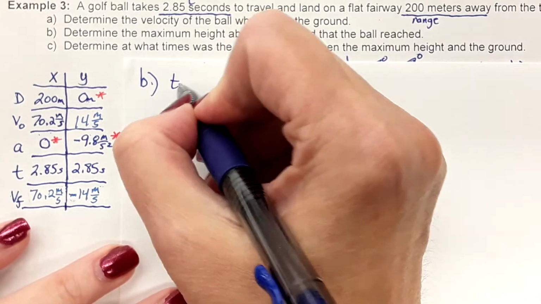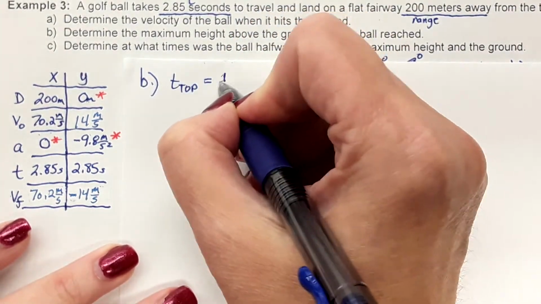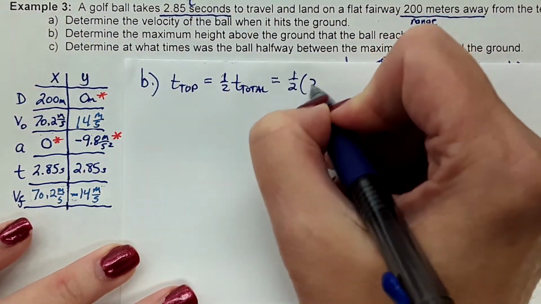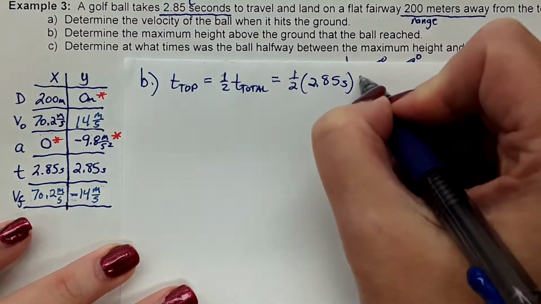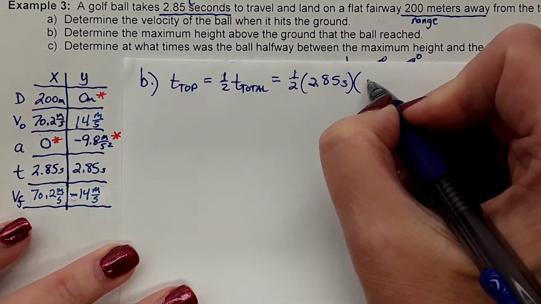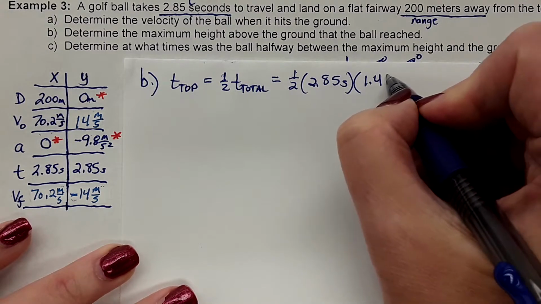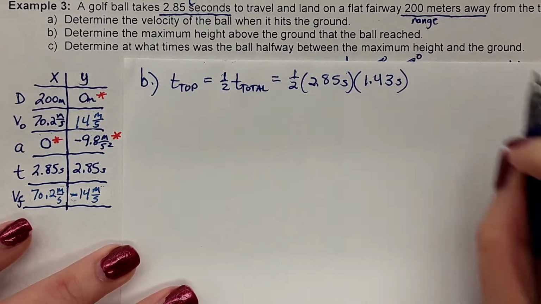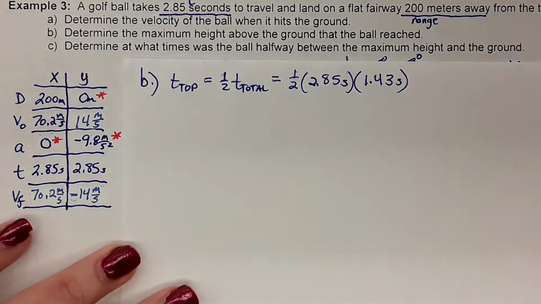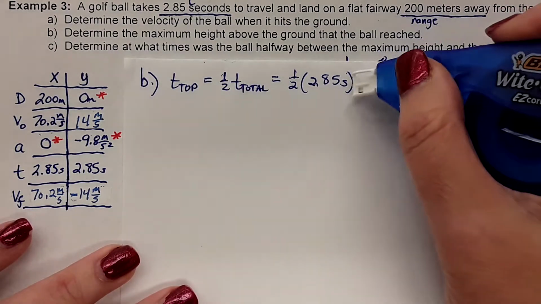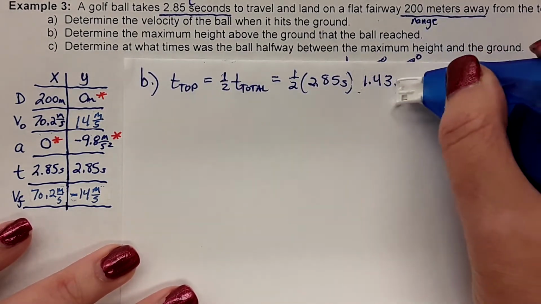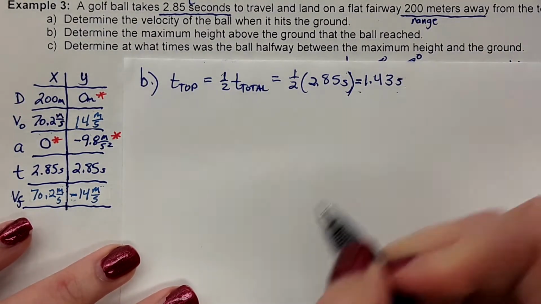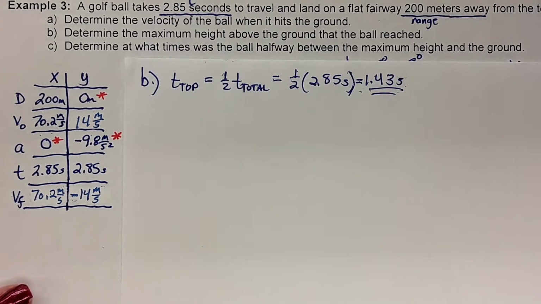All right, the time for our ball to get to the top would be 1/2 the total time for the trip, which we know. So it's half of 2.85 seconds, which I believe is 1.425, let's say 1.43. Okay, that'll just make it easier. That needs to be an equals in there. Okay. That's what we'll use. That's the time to get to the top.